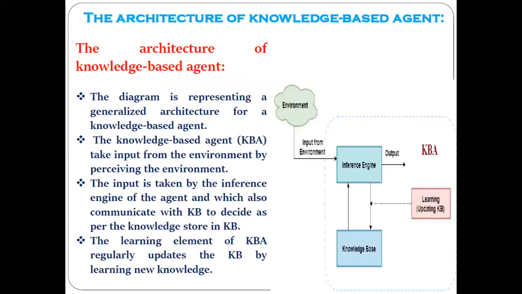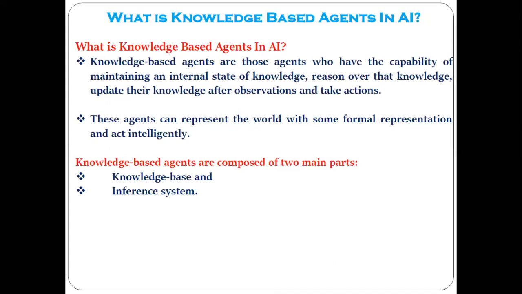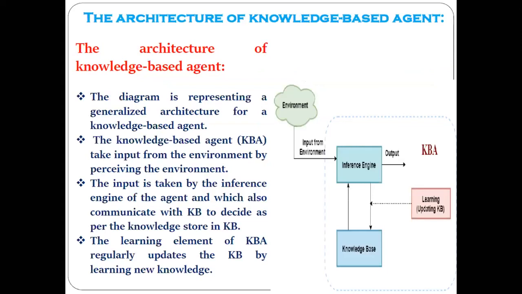After that, we have seen the different components of the knowledge-based agent. A knowledge-based agent mainly consists of the knowledge base and the inference system. In that we also discussed the architecture of the knowledge-based agent, a question generally asked. We have seen three main components related to the architecture: first is the knowledge base itself, then the second is the inference engine, and the environment is also there.